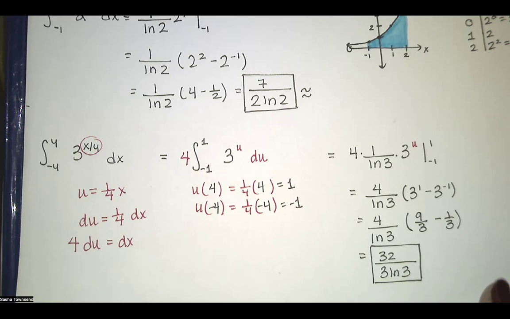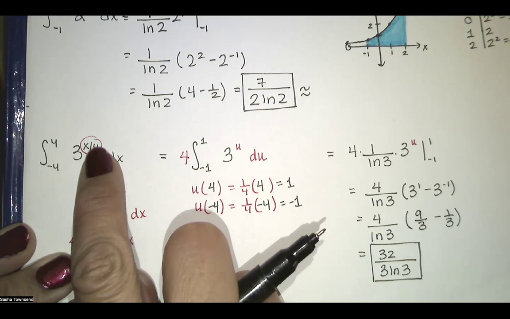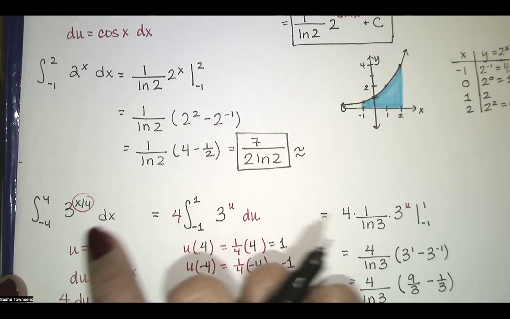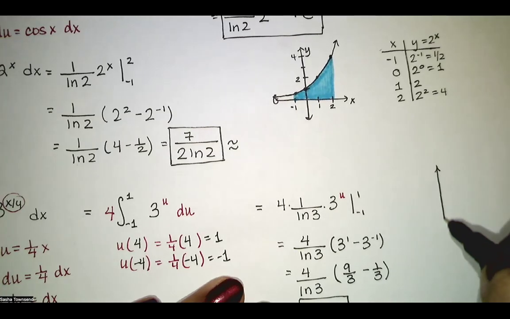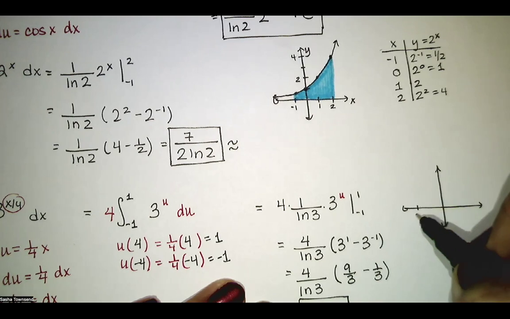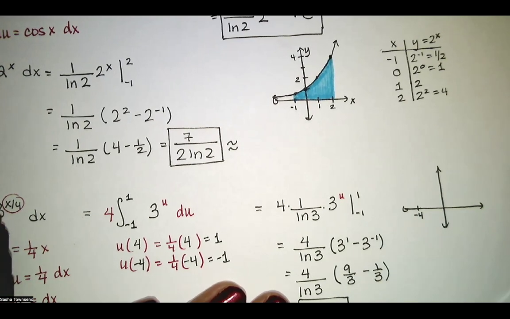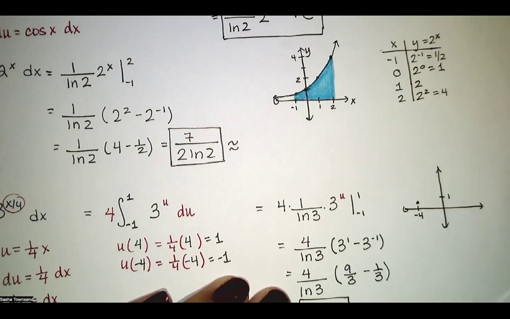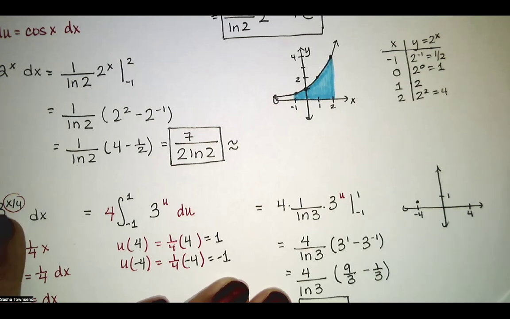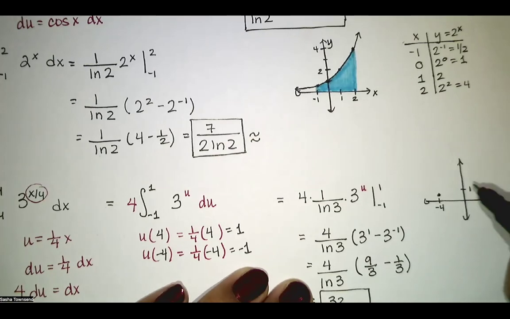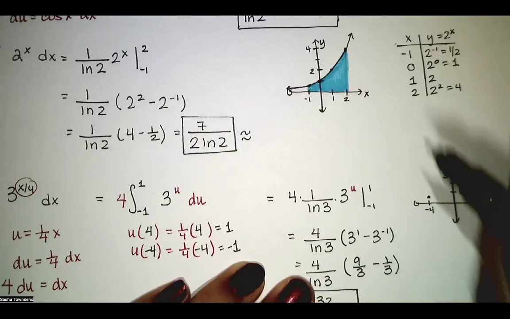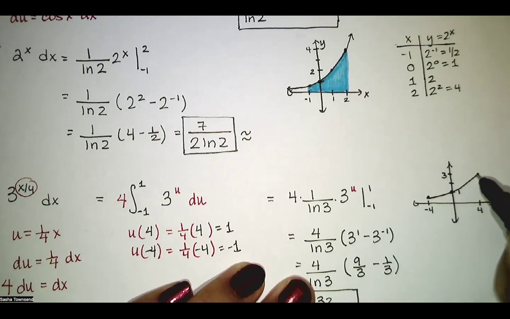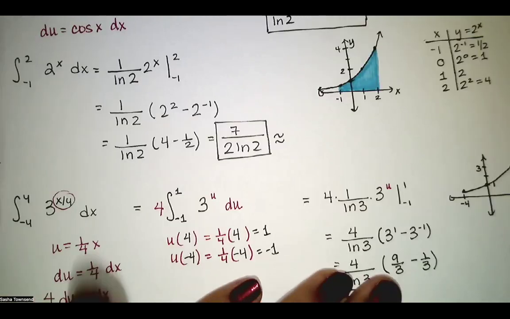And you might say, okay, well, what does that look like geometrically? Well, 3 to the x divided by 4 is going to look a lot like this. When we substitute in x equals -4, we have 3 to the -1, which is 1/3. And when I substitute in x equals 4, I get 3 to the first, so it'll just be a 3. And when I substitute x equals 0, I get 3 to the 0, which is 1. So this graph looks a lot like the 3 to the x graph, but we've stretched it by a factor of 4 because we've divided all the x's by 4.